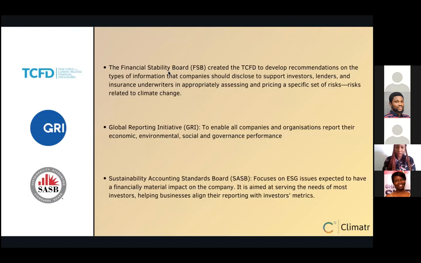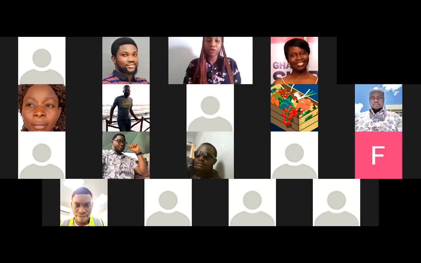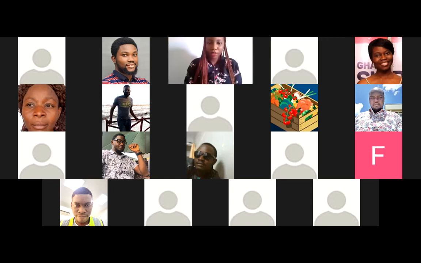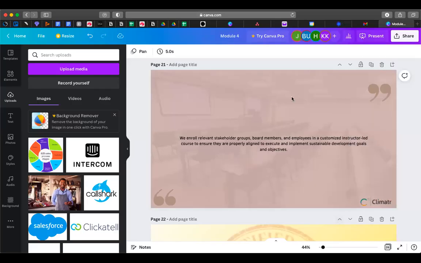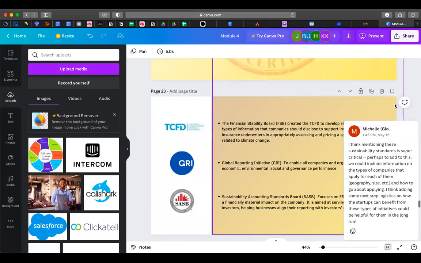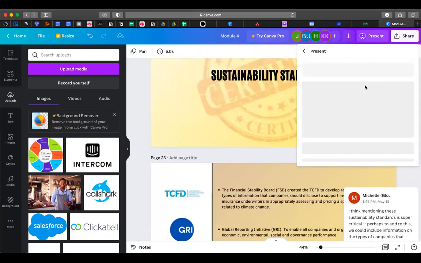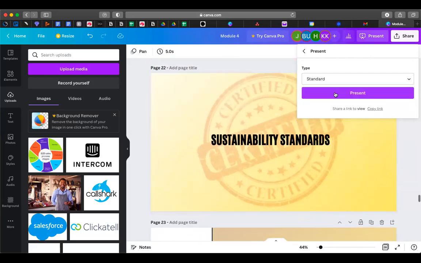So we can see the slide. It says TCFD was created to develop recommendations on types of information that companies should disclose to investors, lenders. Sorry, I can't see the slide anymore, Henry. Oh, I don't know, looks like it's not. Henry. Yeah, let me share mine quickly. Yeah, sorry about that. No problem. Presenting. Okay, we should be good now.